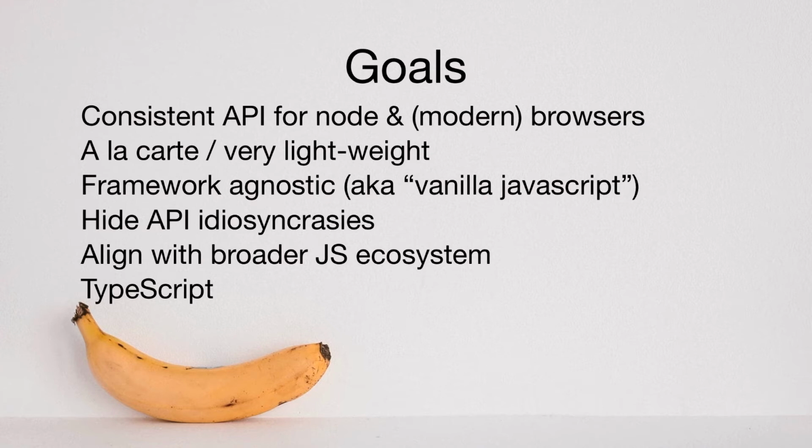We wanted to wrap up various API idiosyncrasies, right? You should be able to work with this set of packages without knowing all the idiosyncrasies of the underlying API. And that lines us up with the broader JavaScript ecosystem, right? Today, if you're building JavaScript applications, for the most part, you just npm install a package and start working with it. And we want it to be completely aligned with that. And if you use TypeScript, we have typings for everything as well, because again, it's written in TypeScript.